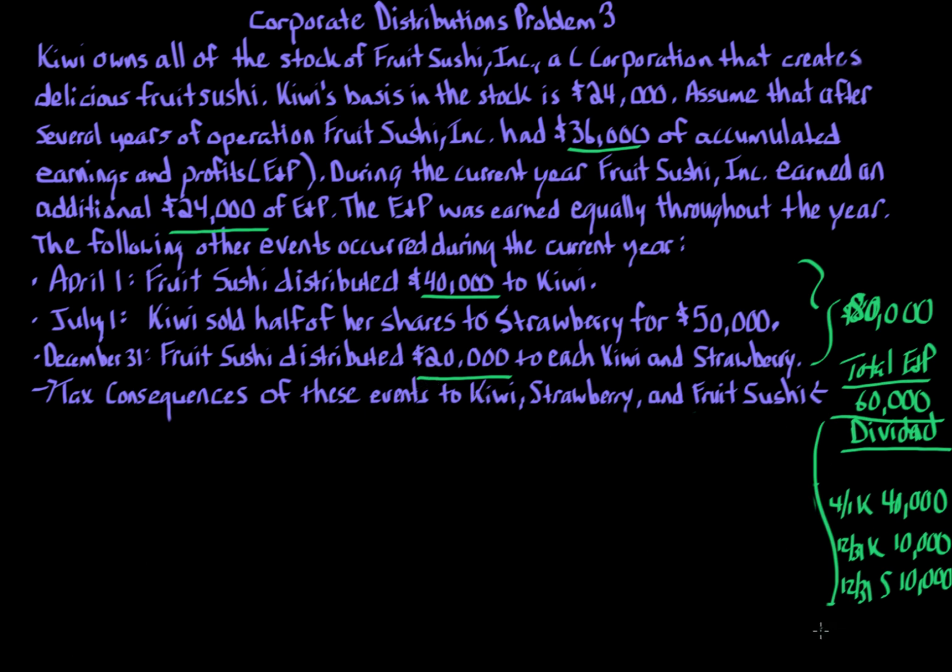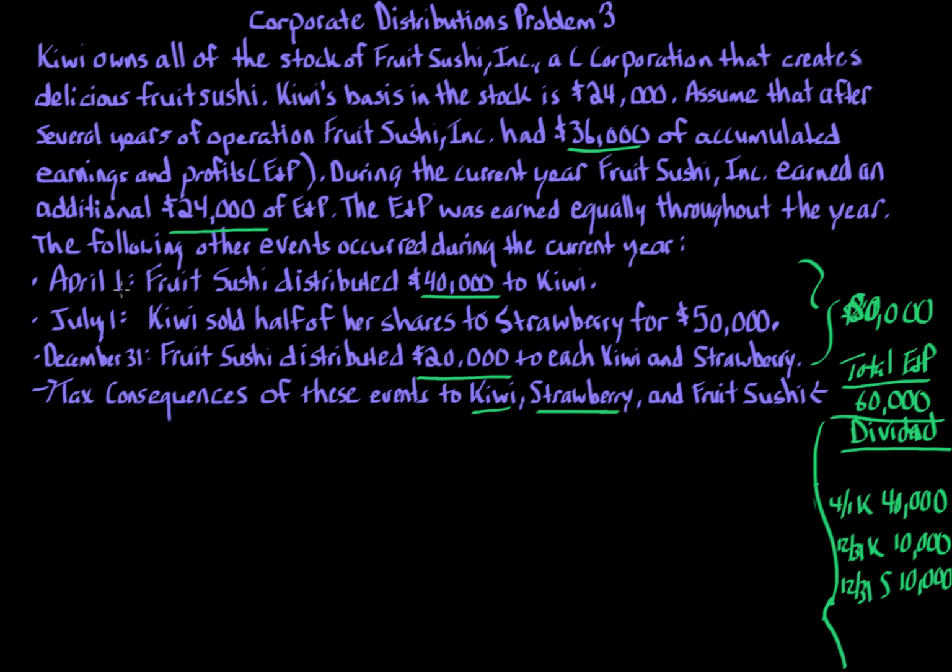We're almost there. The hard part is really over, the determination of the amount of a dividend from the EMP, or the EMP that's allocated, as I like to call it. So we'll just keep that separated because we're going to need that. So now we're at the last part of step 3, determining the tax consequences to the shareholders, Kiwi and Strawberry. We've got to do Fruit Sushi in step 4 at the end, because remember, in step 1 and step 2, there were no consequences to Fruit Sushi.